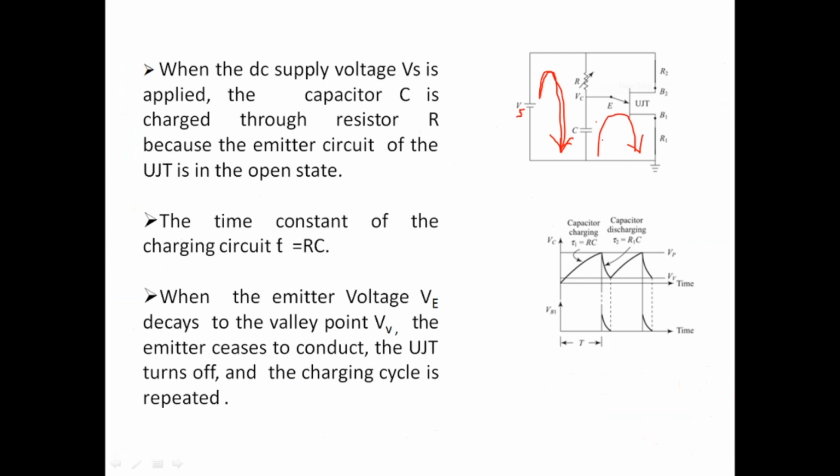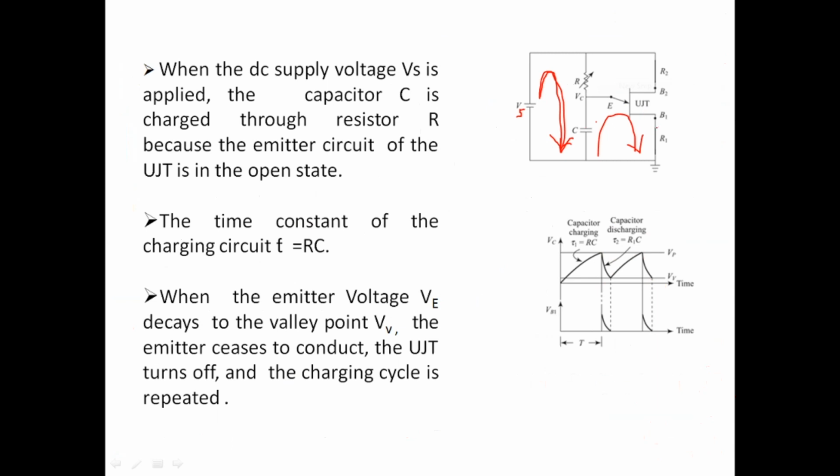So that's the reason charging starts again. So this is an oscillation. This oscillation will continue. On the next cycle onwards, this capacitor will start charging from VV and it ends at VP. Again, the same thing repeats.